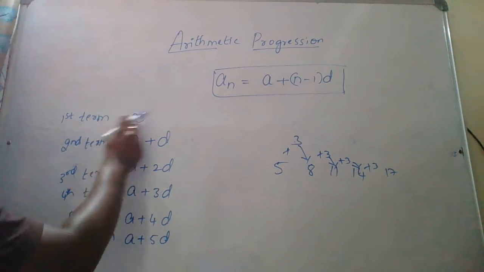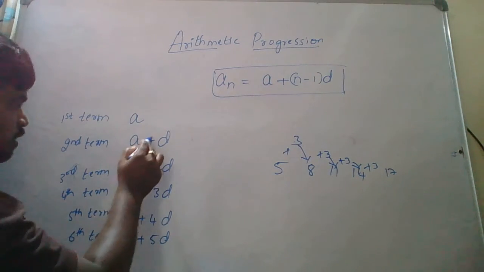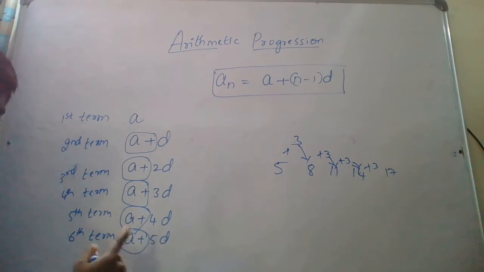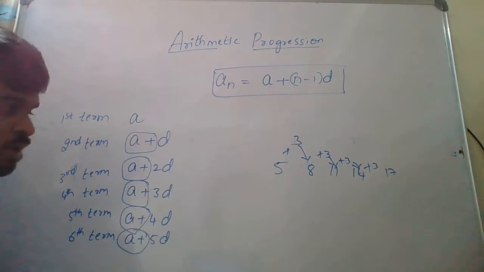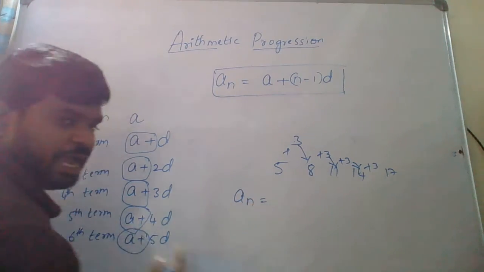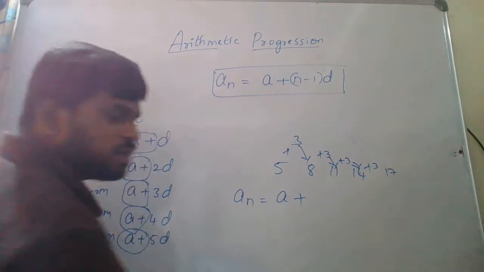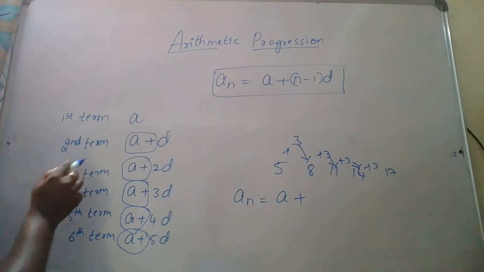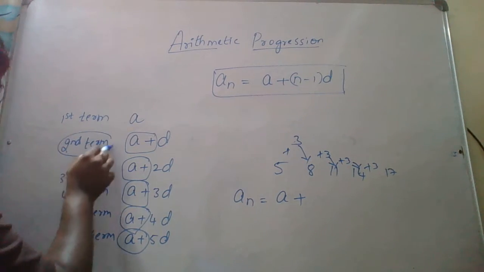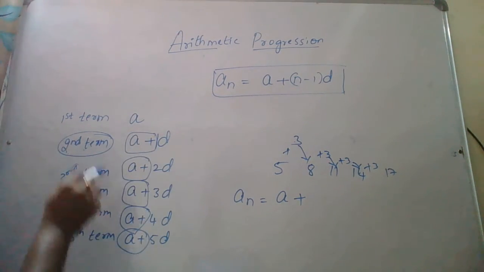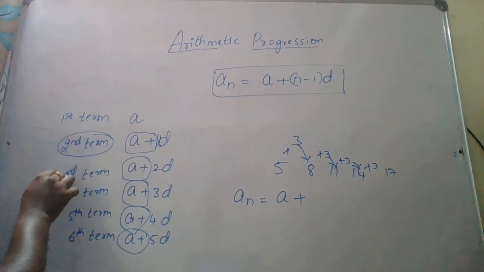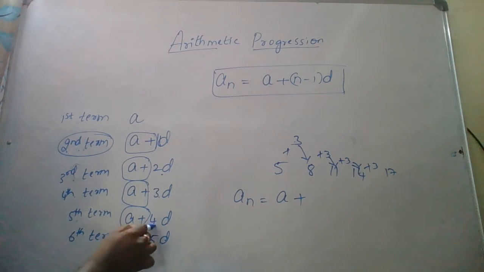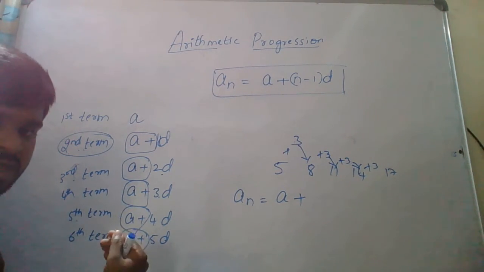Just observe, except the first one, in all other terms there is this a plus, a plus, a plus. A is added to something in each one. So even in our nth term, I can definitely say a is added to something. What is it added to? Just observe. If it is in second position, we call it second term, right? Second term, 1d. Third term, 2d. Fourth term, 3d. Fifth term, 4d. If you observe, in each position, there is 1d less.